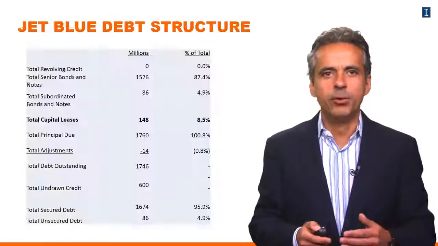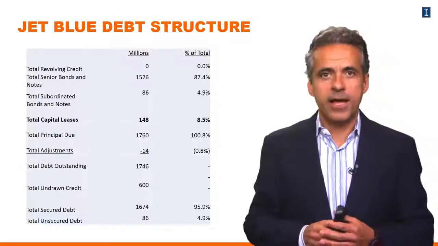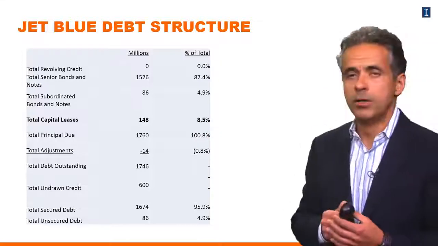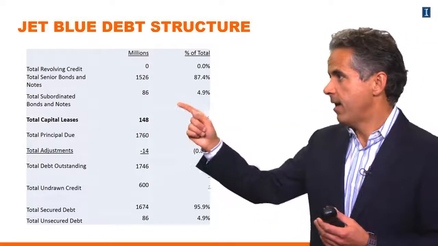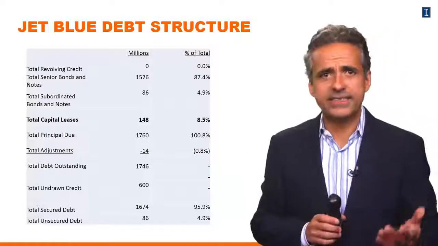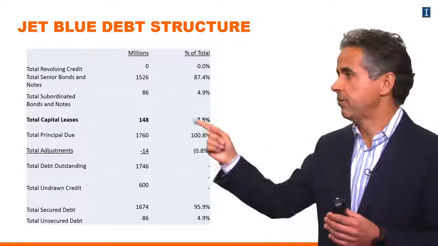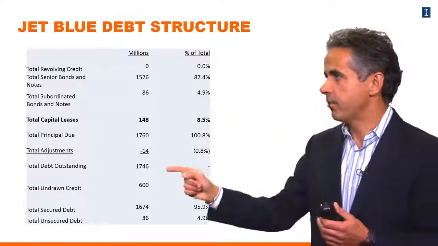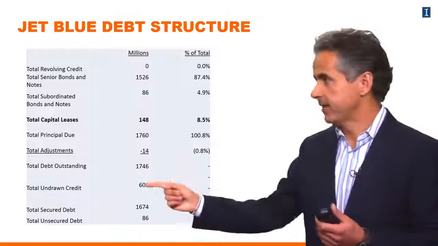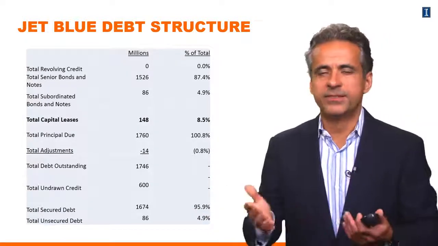Here you have JetBlue. Let's look at JetBlue's debt structure as another example. It's very similar to Monsanto's in many ways. Most of the debt that JetBlue has comes from bonds. It doesn't really rely on bank loans that much. It has zero revolving credit, but it has an undrawn credit line of 600 million, so similar.